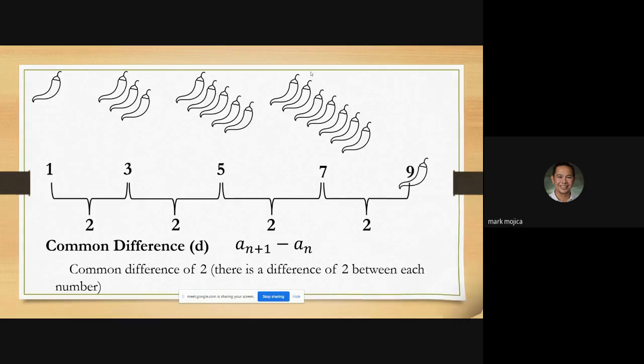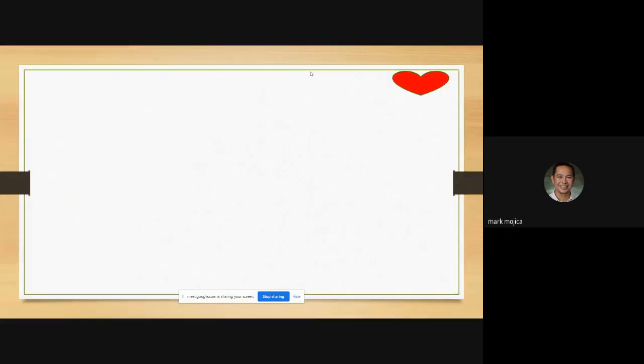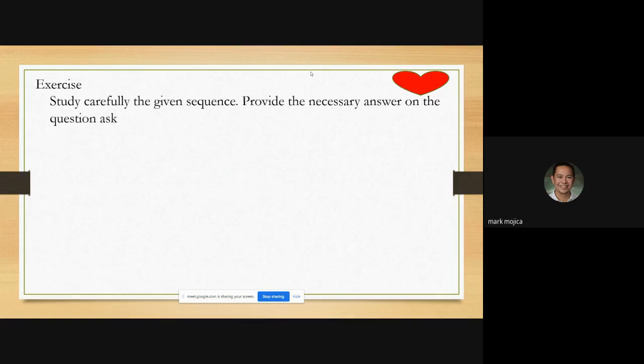Okay? Shall we proceed? Now, ibig sabihin, may sasagutan kayo for a minute. So I hope na makakuha nyo kagad kung anong sagot. And this is the exercise. Study carefully the given sequence. Provide the necessary answer to the questions asked. So ibig sabihin, please prepare your pen and paper with you. And then, simple lang. Kung naintindihan, sumagot. Pero pag hindi naman, tingnan na lang ito. And then, balik-balikan na lang ang video natin para maintindihan po. Ano po? So, let's proceed.